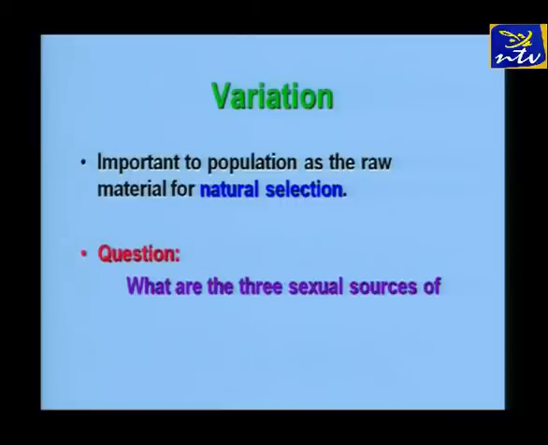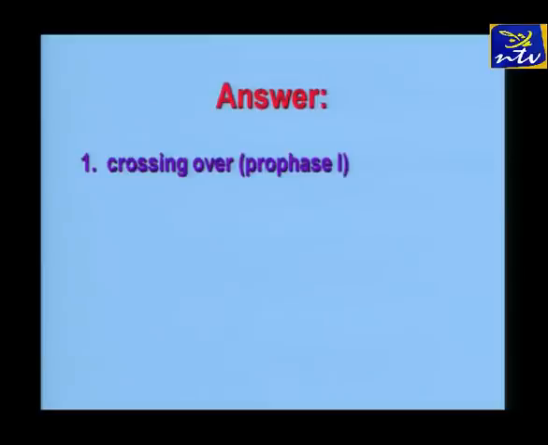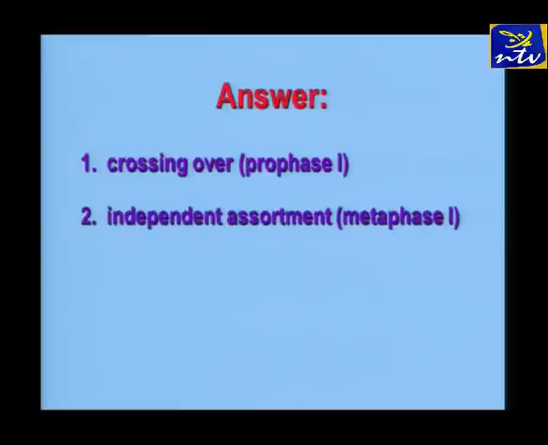Now please answer this question. What are the 3 sexual sources of genetic variation? This question is very important. Point 1, crossing over, which takes place in prophase 1, pachytene stage. Second, independent assortment, which happens in metaphase 1, and third, random fertilization. Hope this part is clear to you. The 3 major sources of variation are crossing over, independent assortment and random fertilization of gametes.